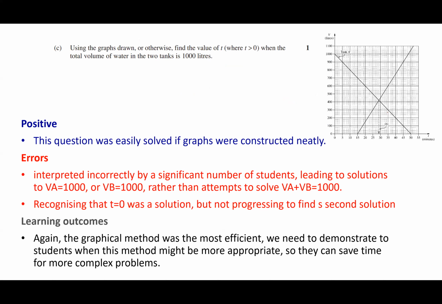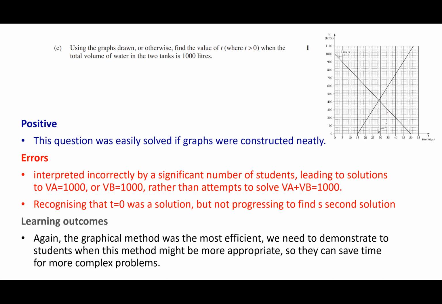In part C, again, quite well done. It was easily solved if you'd already constructed a nice graph, and certainly those who used the simultaneous equations method also had two values that they could get the sum from. It was common, however, for students to simply find where tank B reached 1,000 instead of looking for the sum. So we saw that as a solution quite a lot.